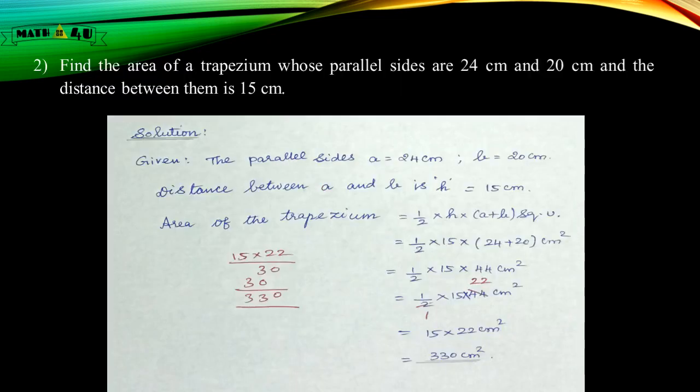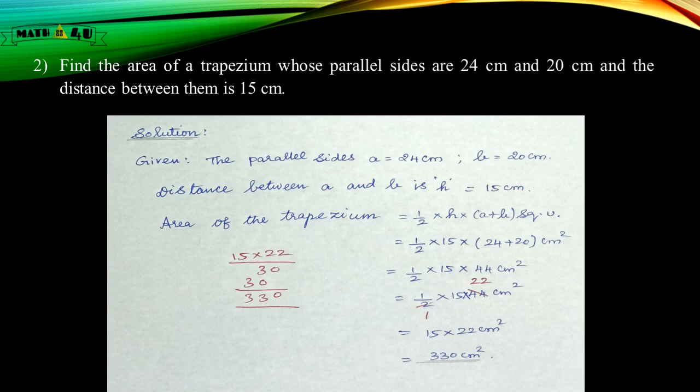Find the area of a trapezium whose parallel sides are 24 centimeter and 20 centimeter and the distance between them is 15 centimeter. The parallel sides are given, that is A is equal to 24 centimeter, B is equal to 20 centimeter. The distance between A and B is nothing but height h is equal to 15 centimeter. We want to find the area of a trapezium.